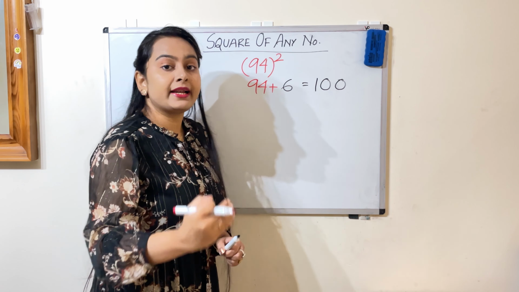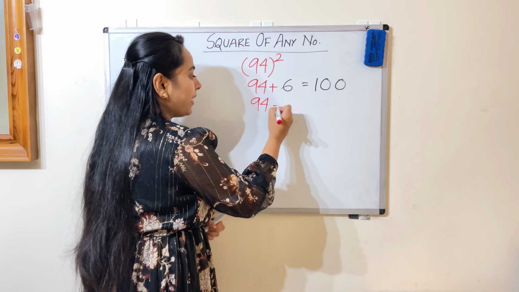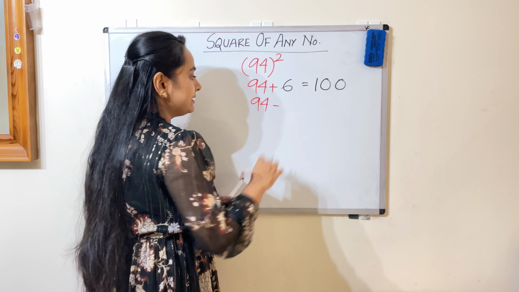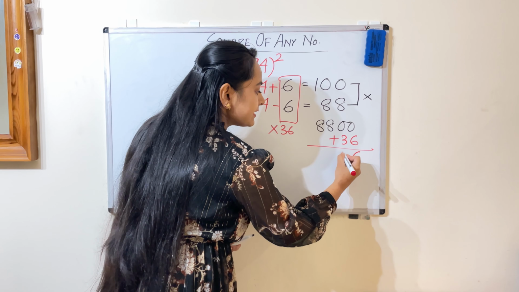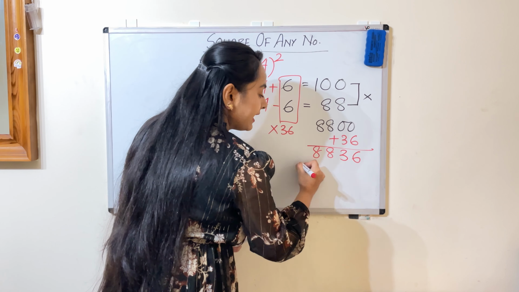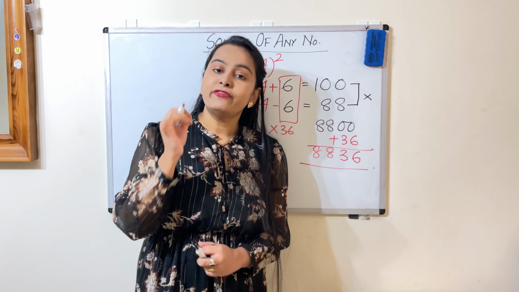So we have to subtract that number also. So 94 minus 6. What are we getting from there? 88, right? Now the next step, multiply these two. So what are we getting? 8800, right? Now the number that we have already added and subtracted, we have to multiply it by itself, that is 36. So if we add 36 to it, what are we getting? 8836, and that will be our answer of 94 square, right?